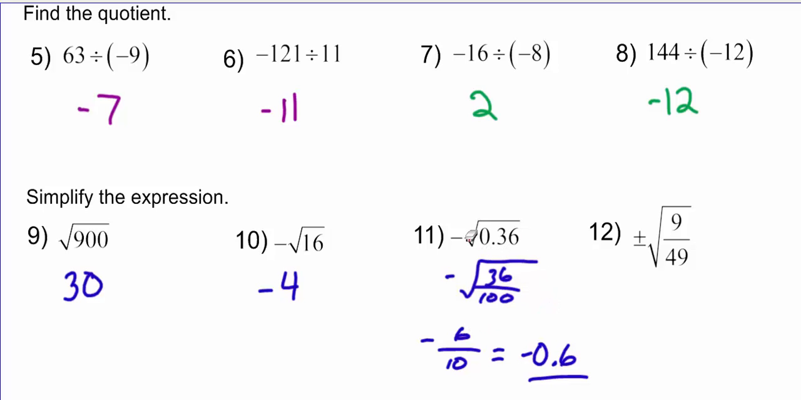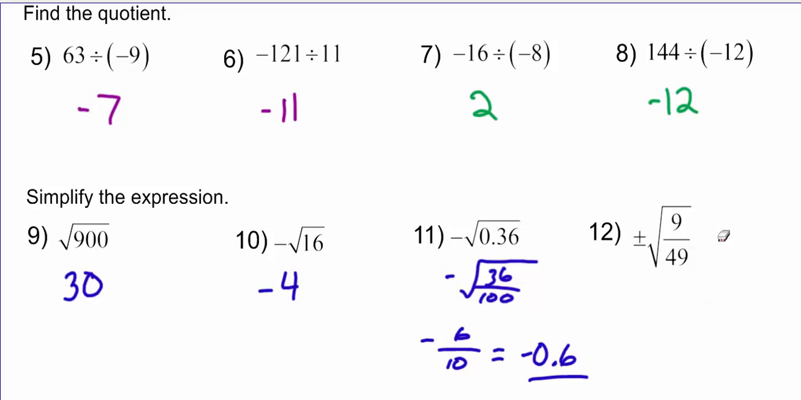You might look at this and say, yeah, 36 is a perfect square, so if I do 0.6 times 0.6, that'll give me 0.36, and then I still have that negative out in front. All right, so there are a few ways to handle that. None of them involve a calculator. Not for us. We're better than that.